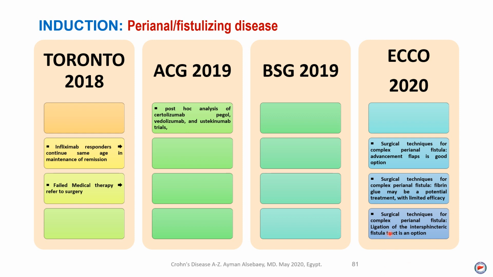And also the ligation of the intersphincteric fistula tract is an option, ECCO said, if you want to avoid surgery. If you want to avoid the risk of relapse, we can use either the injection of glue or ligation of the intersphincteric fistula tract.